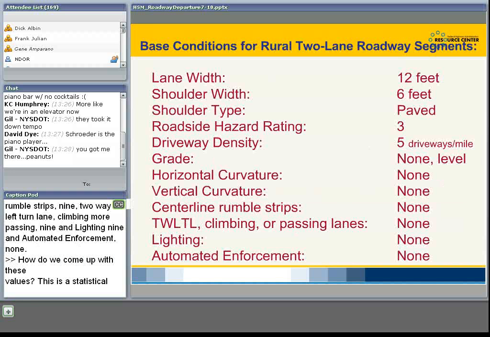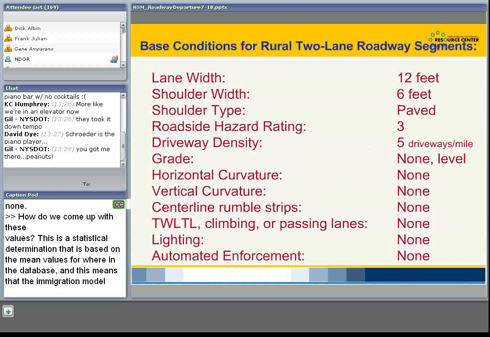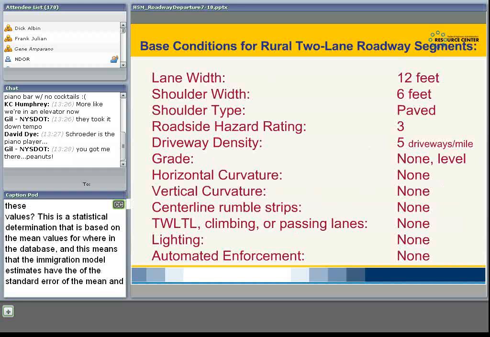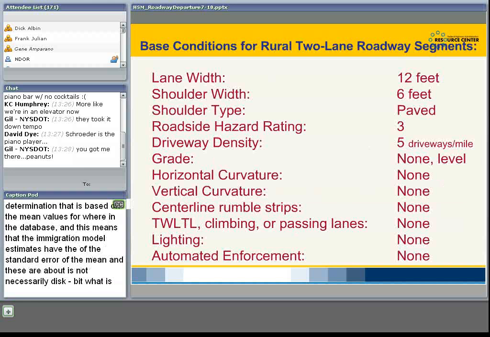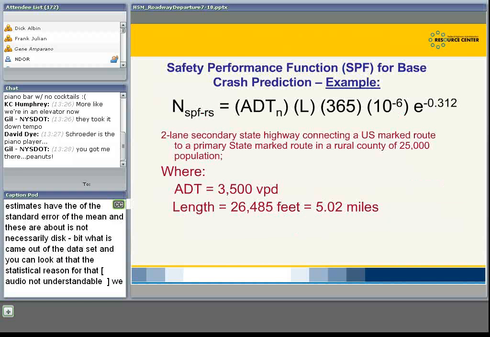How do we come up with these values? Well, it's really a statistical determination. It was based on the mean values for these variables in the database, and what this means is that the regression model estimates have the least standard error near the mean. So therefore, these are the values. It's not necessarily the safest. It's just what came out of the data set. You can look at that as a statistical determination, a statistical reason for that dimension.